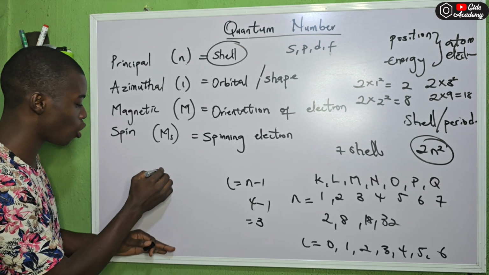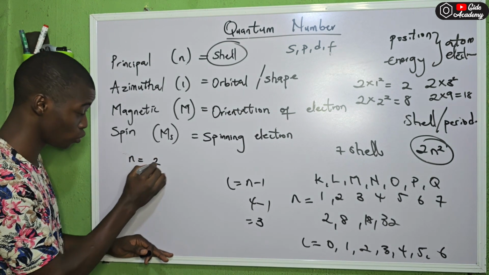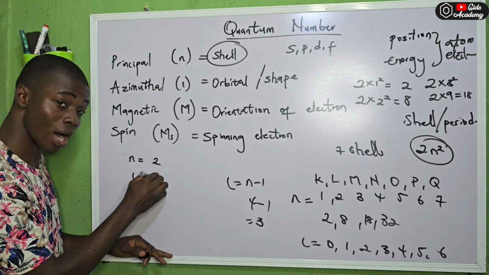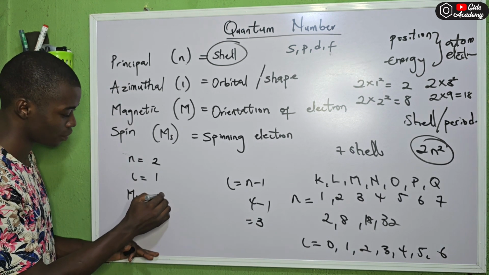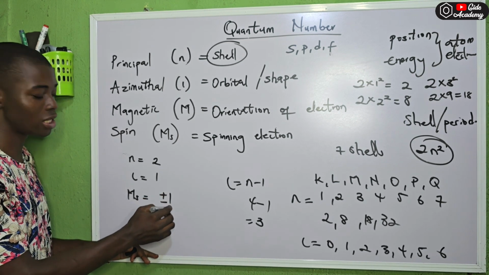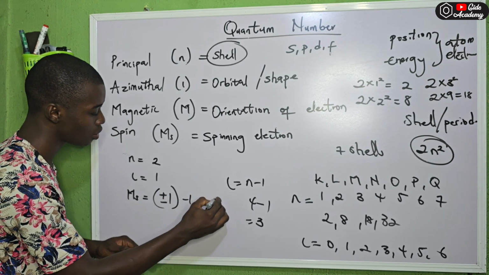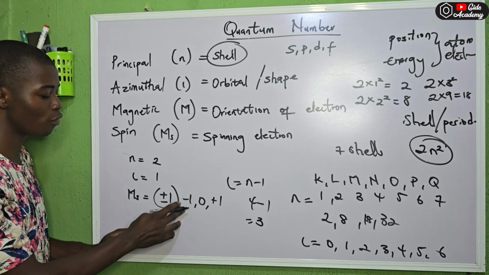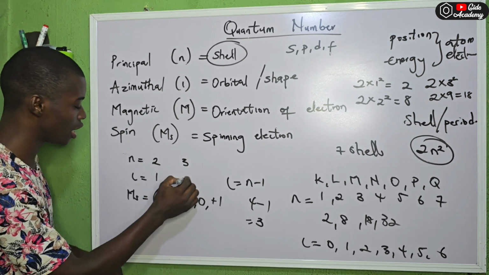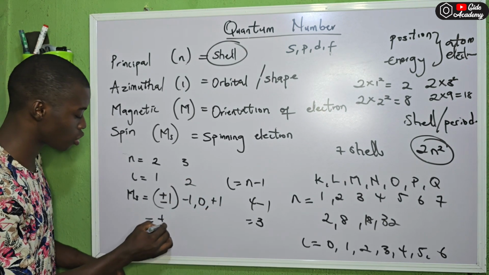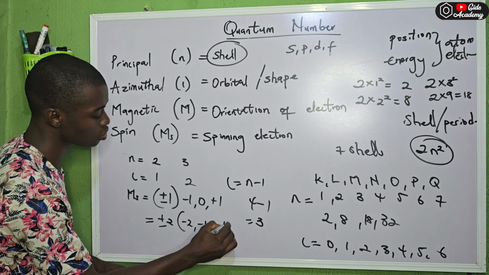So if the value of N is 2, the value of L is 1. Remember, 2 minus 1. Then the value of magnetic quantum number is plus or minus 1. So what this simply means is that you are going to write minus 1, 0, plus 1. So you are moving from minus to positive. Now, let's assume that the value of N here is 3. Here L will be 2. Then the value of m here will be plus or minus what? 2, which is the same thing as minus 2, minus 1, 0, plus 1, and what? Plus 2.